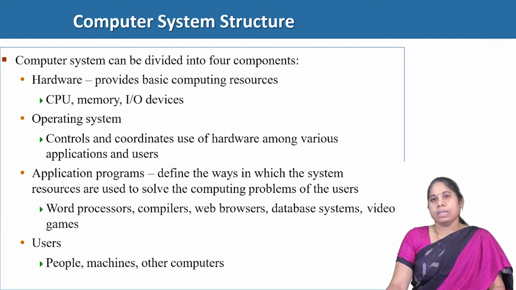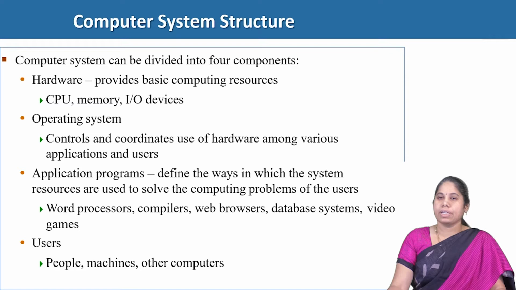So let us go to the content. Initially, the computer system structure: how actually the computer structure is designed. There are 4 components in a computer: hardware, operating system, application programs, and users. Let us discuss the components one by one. So, hardware.